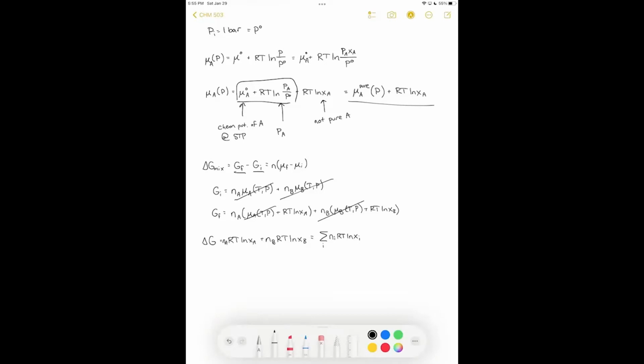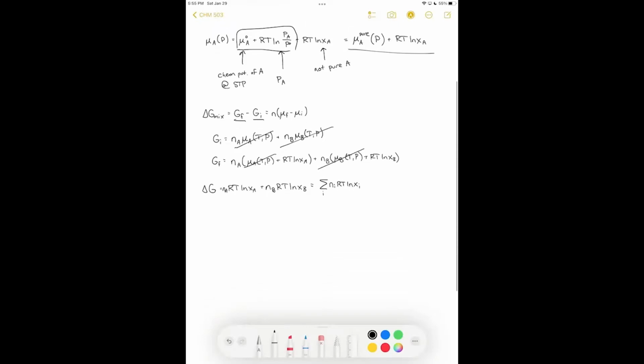And to make this a little bit nicer, we can have a relationship between the mole fraction and the number of moles. Ni, the number of moles of component i, is simply equal to n times Xi, the mole fraction of component i. So we can also write this as nRT times the sum of Xi natural log of Xi. And this is an expression that gives the delta G of mixing for gases.